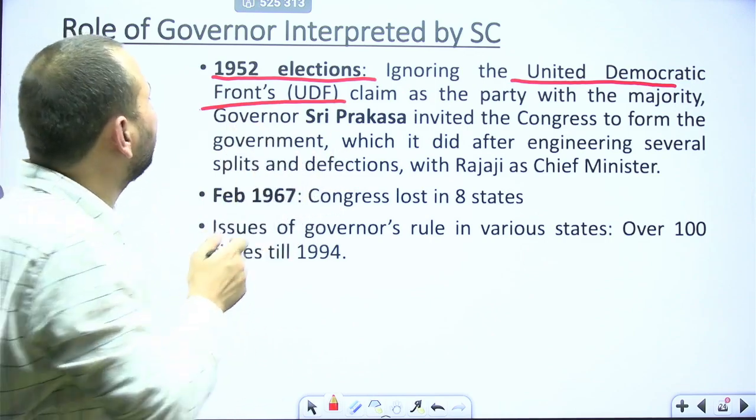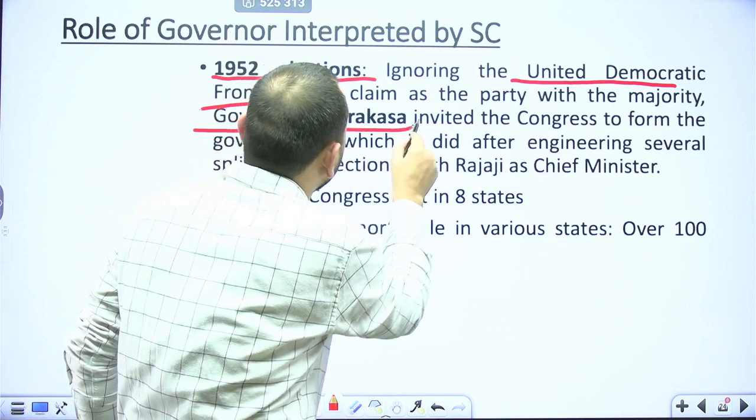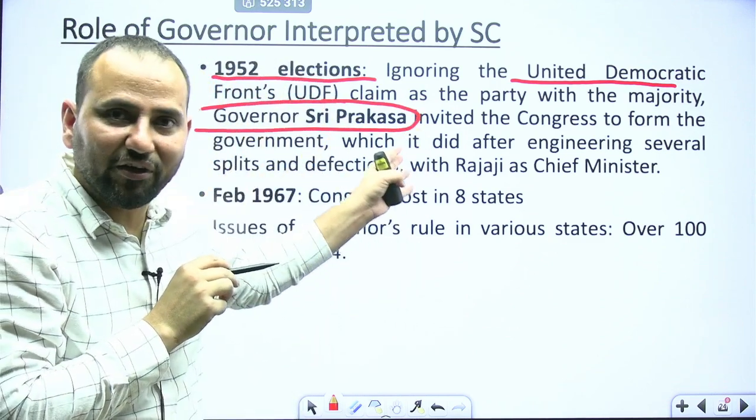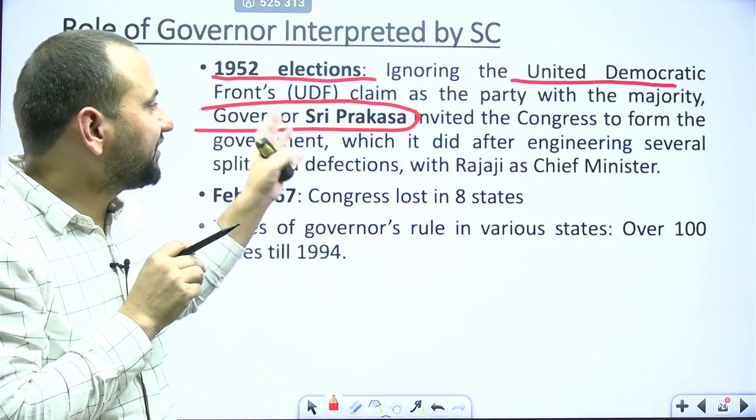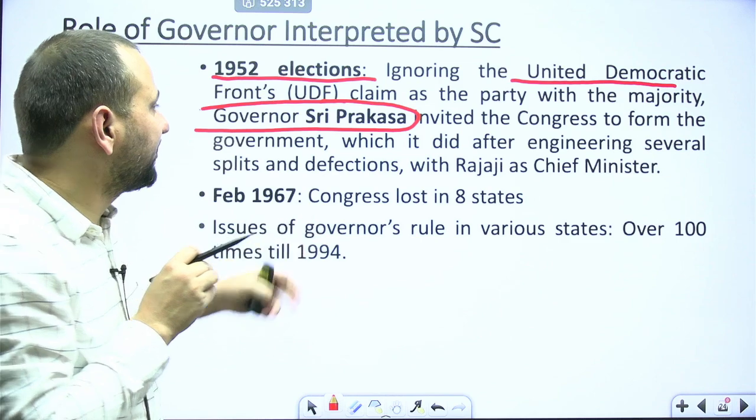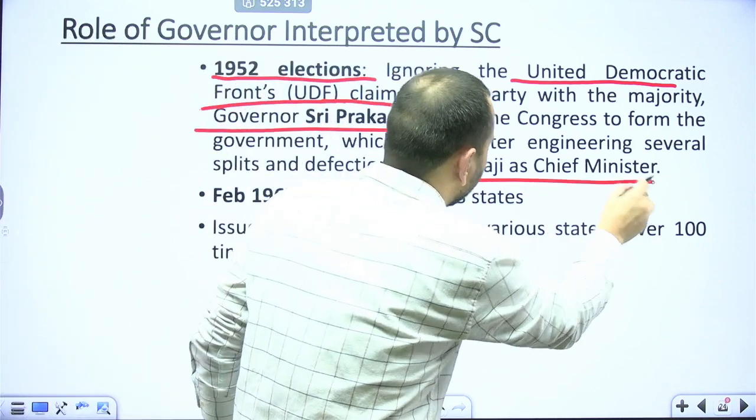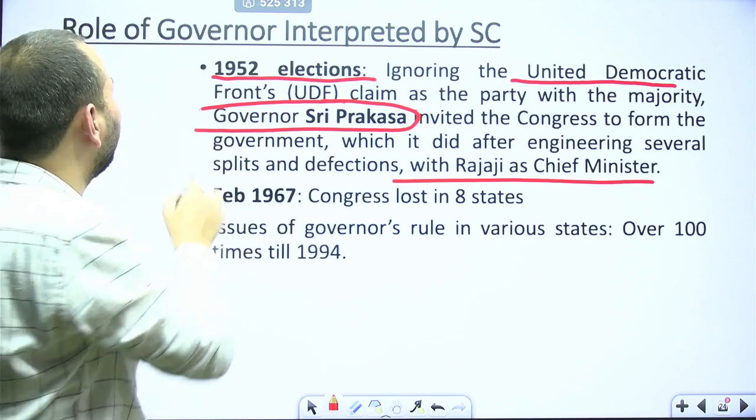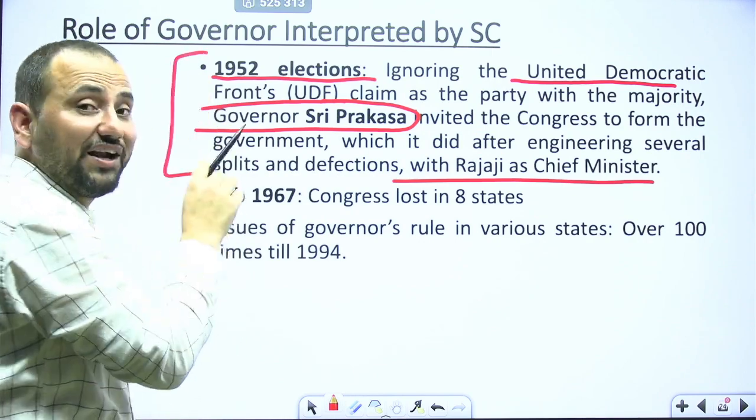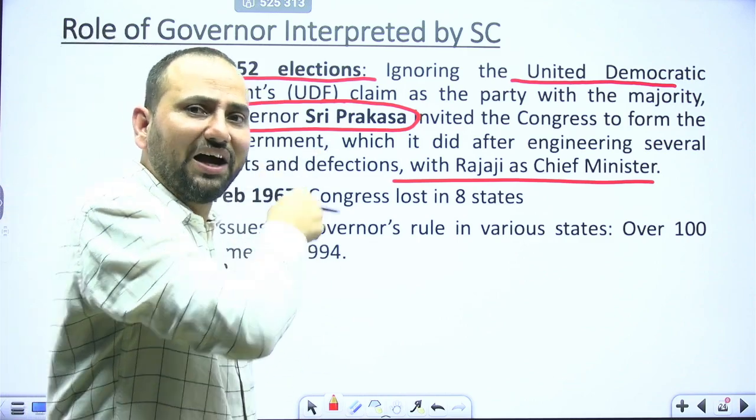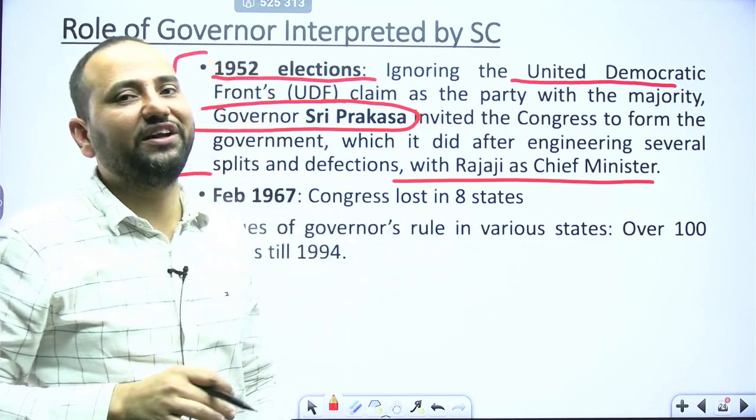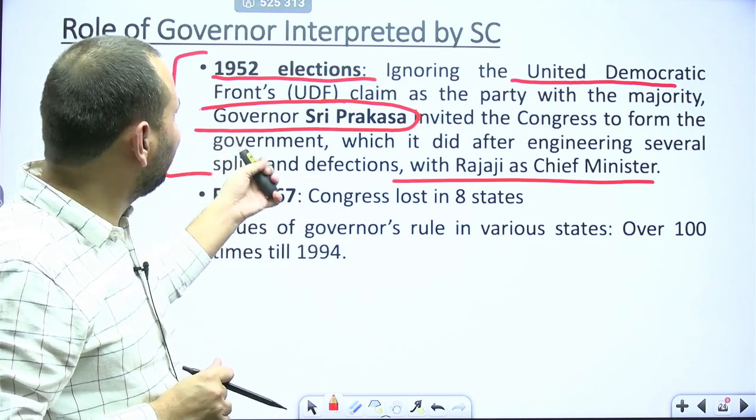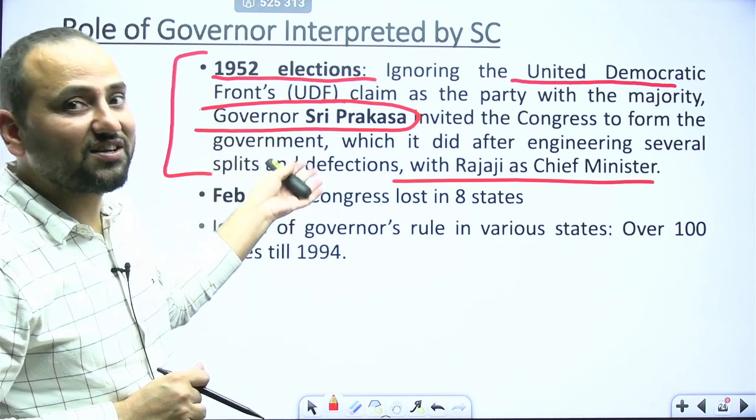At that time, the governor of that state was Sri Prakasa. Through this power in the hands of the governor, the Congress government came into existence, under which we saw Rajaji as the chief minister. Now we have to understand this structure very clearly, because from here onwards we started seeing this issue, and today also we are seeing it. I will show you with various examples. From here onwards this structure started coming into existence.